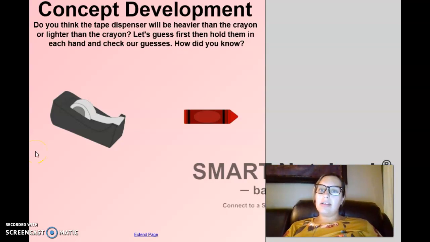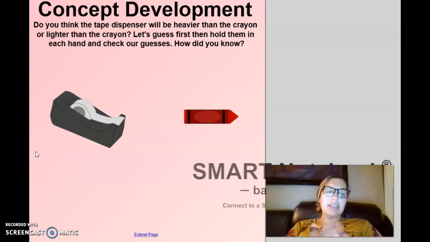Our last one. Do you think the tape dispenser is heavier than the crayon or lighter than the crayon? A tape dispenser has stuff to weigh it down to keep it on the table too. So think about that. If it has a weight in it, do you think it's going to be heavier or lighter than a crayon? Heavier. A crayon's pretty light. You can toss it in your hand.